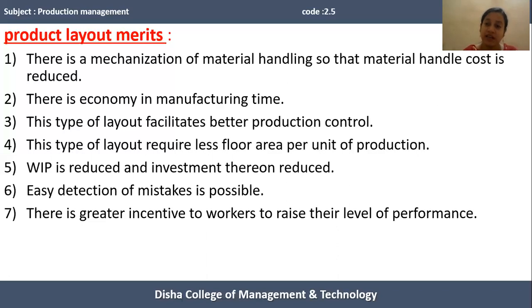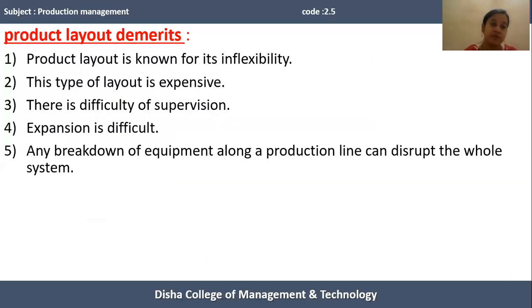The workers are responsible for manufacturing a particular product only, so by producing this continuously, they gain expertise, and they are experts in that manufacturing. So if they produce above the standard, then they are entitled to get a reward from the organization. So this is all about the merits of product layout.